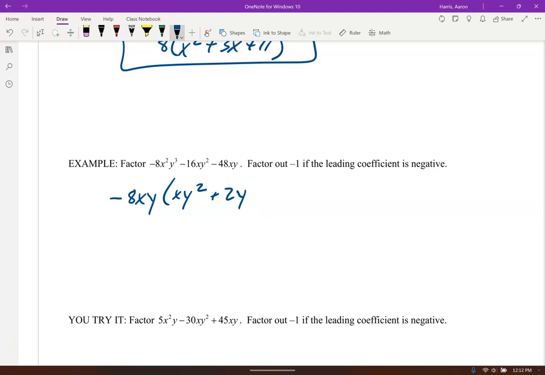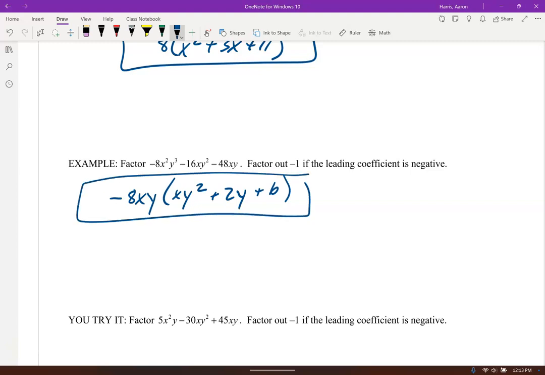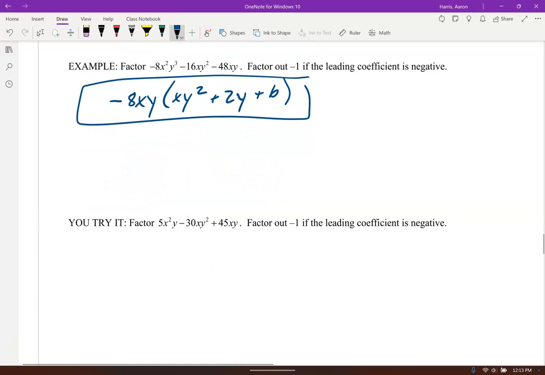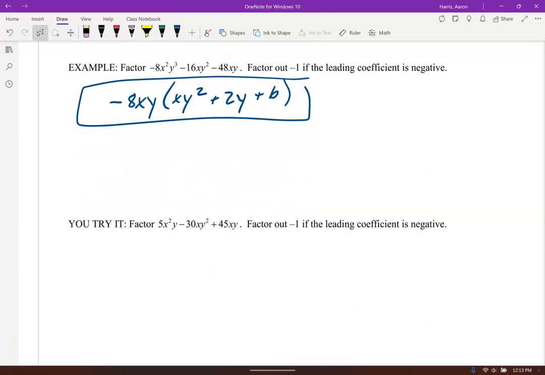And then negative 48xy divided by negative 8xy gives me 6. I've taken an x out, I've taken a y out. So xy squared plus 2y plus 6. That would be that one. Well, you guys try that one. Punch it into the chat.